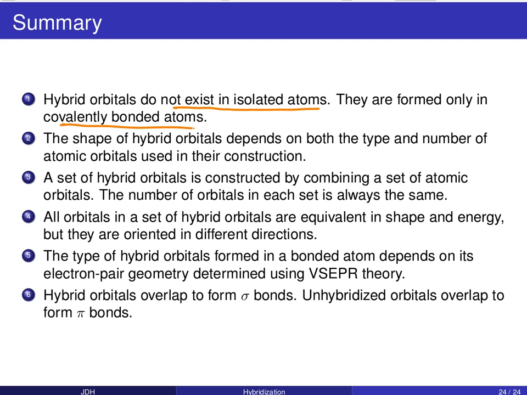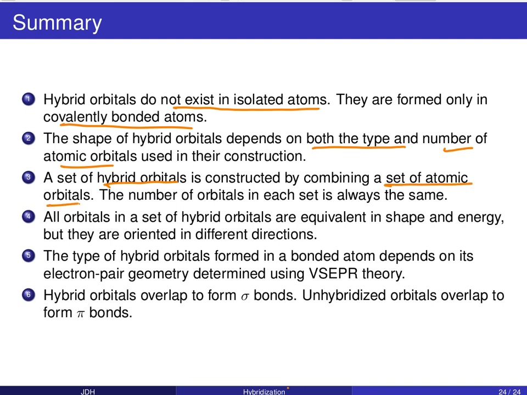The shape of these hybrid orbitals depends both on the type and number of atomic orbitals used in their construction. So we saw that sp, sp2, sp3, they change. Their orientation and the number of these orbitals change, depending on both of those factors playing in. The third thing we need to keep in mind here is that whenever we're forming a set of hybrid orbitals, we're making this set by combining a set of atomic orbitals.